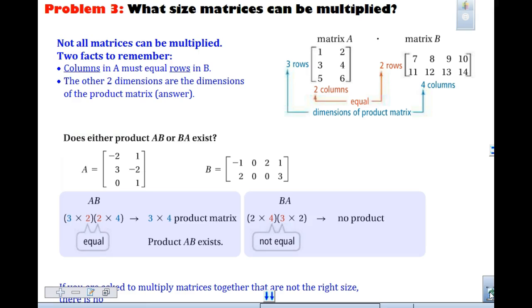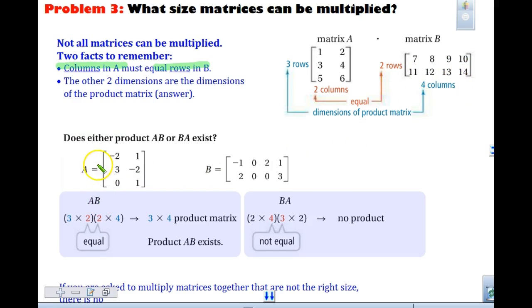Not all matrices can be multiplied. 2 facts to remember. Columns in A must equal rows in B. The other 2 dimensions are the dimensions of the product matrix of the answer. So, columns in A must equal rows in B. So, columns in A, these are my 2 columns, to my 2 rows, okay?